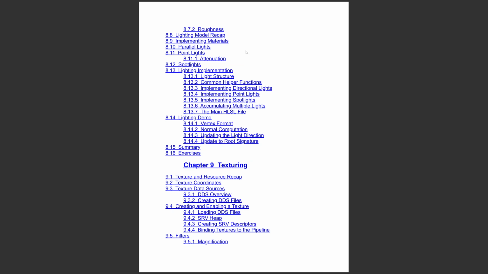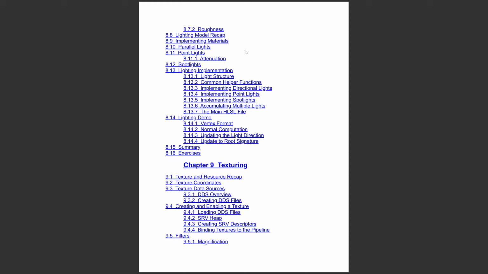And so we're going to have a lighting model recap, a recap of the lighting model we'll be using. We're implementing materials along with lighting. So we have lights, so parallel lights, point lights with attenuation. We have spotlights, and then we have lighting implementation. So we have light structure, common helper functions for lights, implementing directional lights, implementing point lights, and implementing spotlights, and accumulating multiple lights. And then I guess we're going to be talking about the main high-level shader language file, the HLSL file.